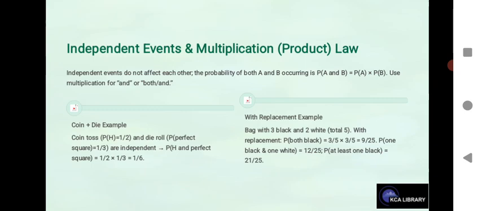So independent events, don't forget I talked about mutually exclusive events in the previous slide. Independent events do not affect each other, whereas in mutually exclusive events, the occurrence of one affects the other. The probability of both A and B occurring is P of A and B. All right. So use multiplication for AND or BOTH.